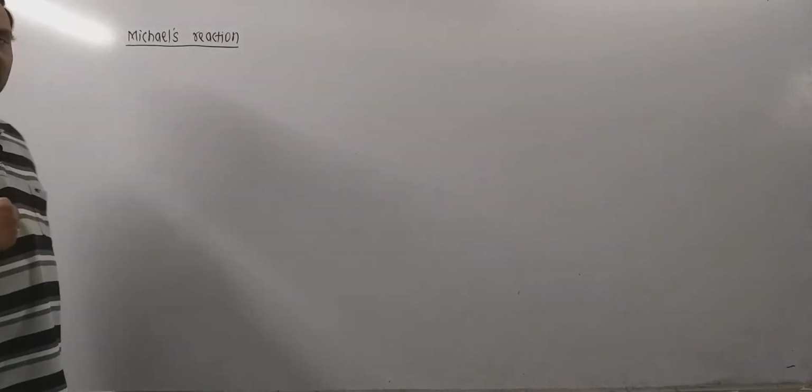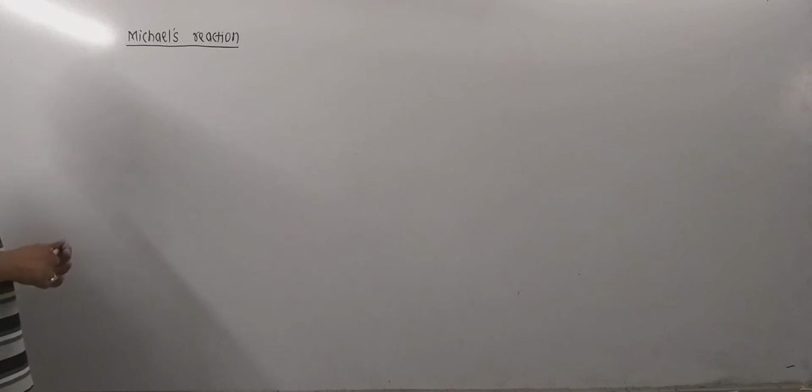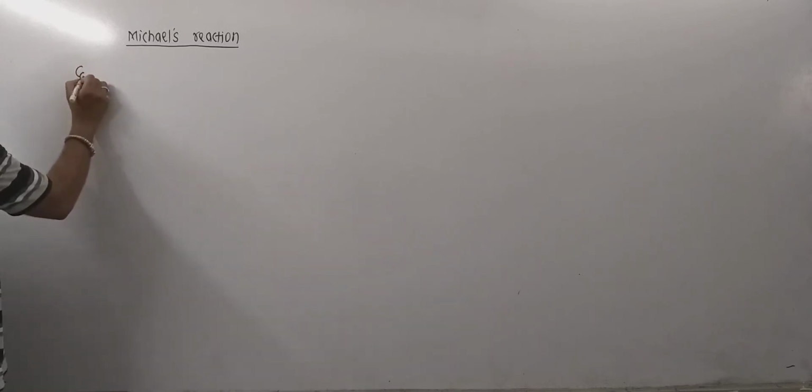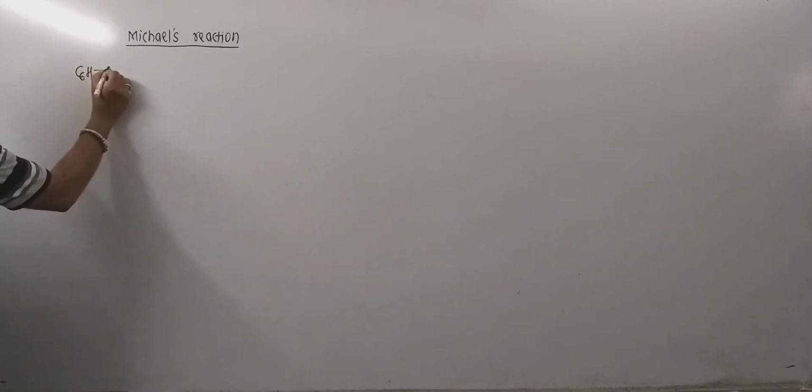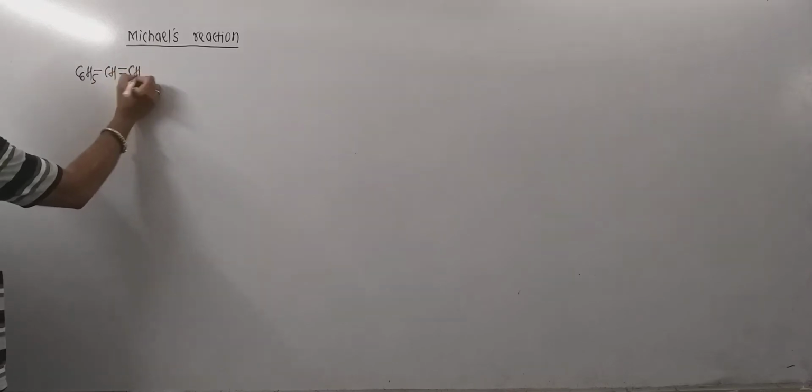Discuss Michael's reaction, or most popularly it is known as Michael's addition. So this reaction involves addition between an alpha beta unsaturated keto compound and a compound having an active methylene group in basic medium. So for example, consider the alpha beta unsaturated keto compound.